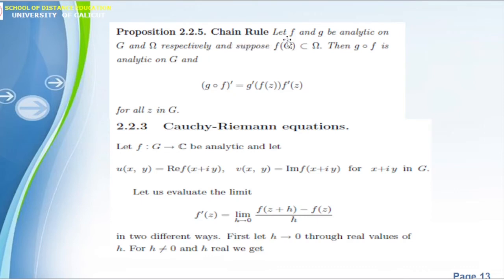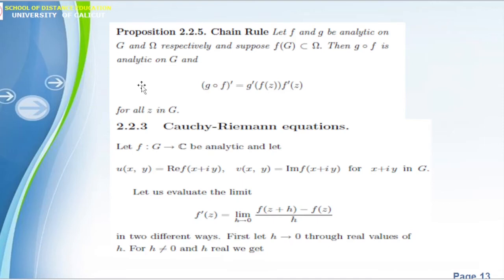Chain rule. Let f and g be analytic on G and omega, two open sets, and suppose f of G is contained in omega. Then g composition f is analytic on G, and (g composition f) dash is g dash of f of z into f dash of z for all z in G.